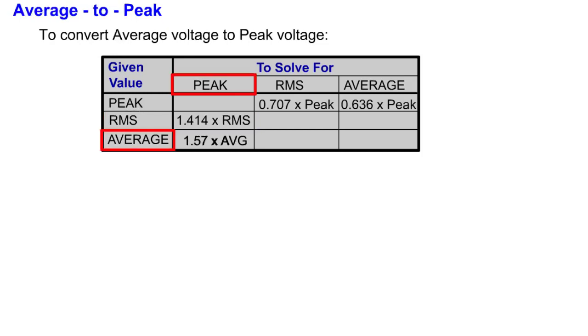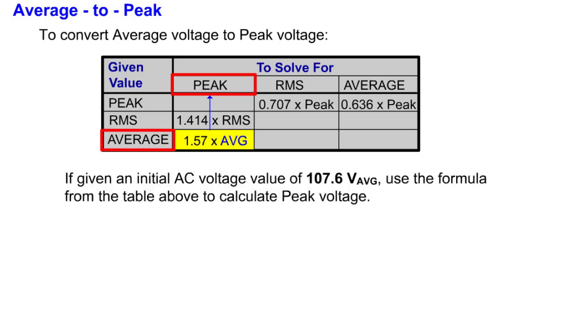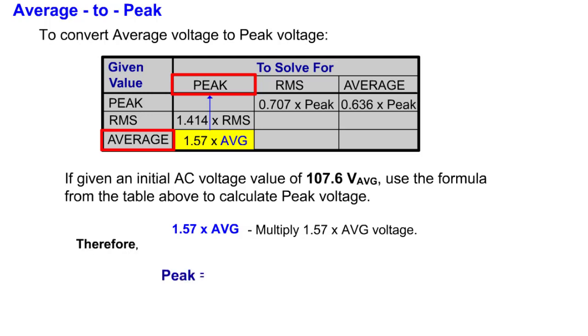To convert average voltage to peak voltage, follow the example. Given an initial AC voltage value of 107.6 volts average, use the formula from the table to calculate peak voltage as shown.